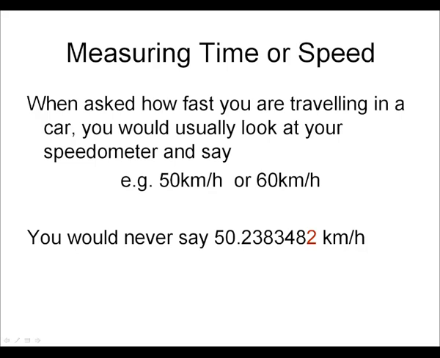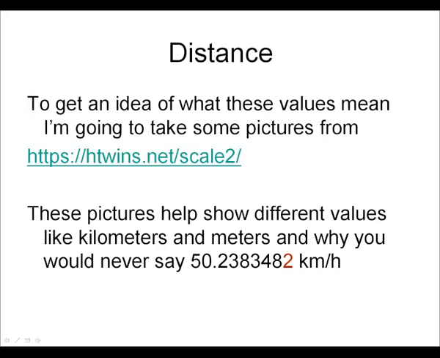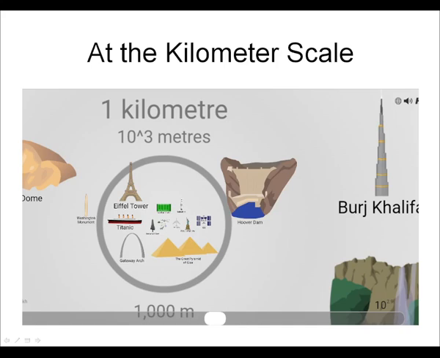In particular, let's have a look at that 2 at the end, the red 2. To give you an idea of what those values would mean, I'm going to take some pictures from this website, and they'll help show the different values like kilometers and meters, and why you would never give all those digits when you were saying that the distance was 50 kilometers. You wouldn't say it was 50.238348 kilometers.